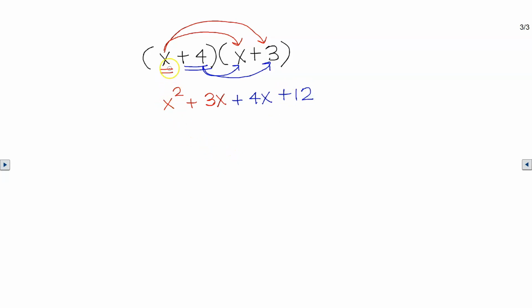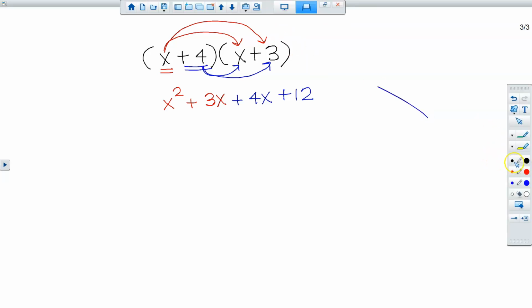So notice, when all is said and done, that everything in this first polynomial has now been multiplied by everything in the second polynomial. The x has been multiplied by both of these terms, and the 4 has been multiplied by both of these terms. That's what you always want to make sure you do when you are multiplying polynomials.